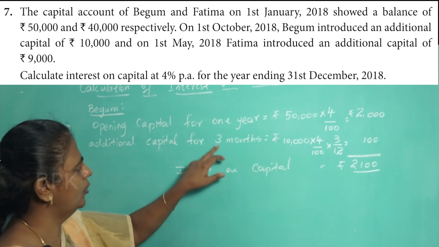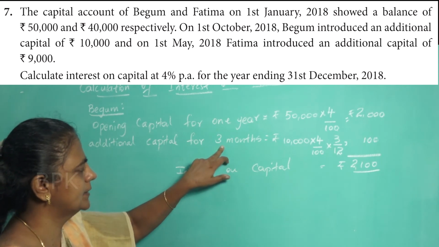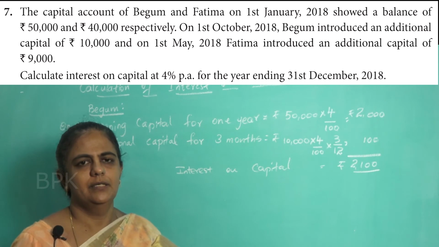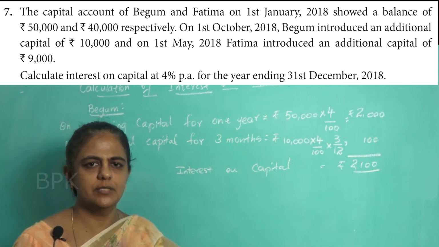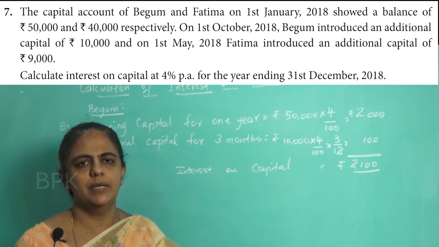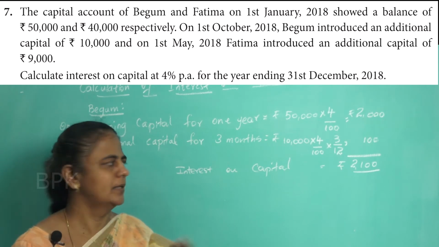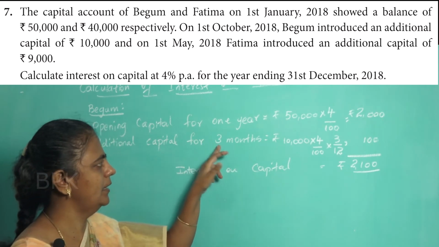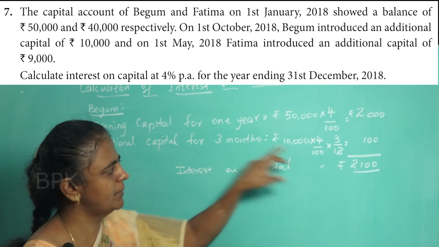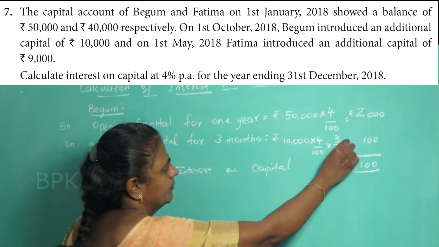Understood children? How I got this 3 months? She is introducing on 1st October. The accounting period is from January to December. So from October to December how many months? October, November, December. So the additional capital you have to calculate only for 3 months, that is 3 by 12.